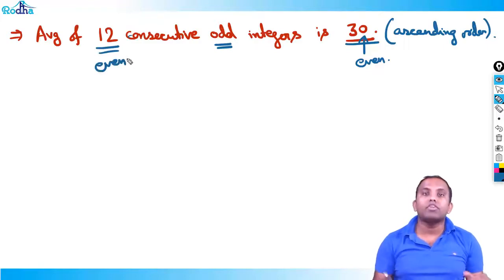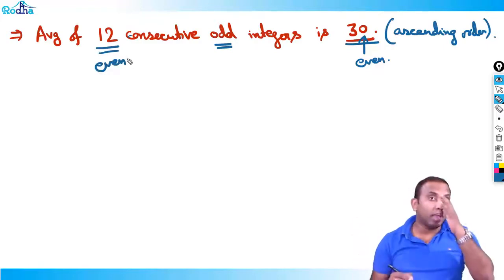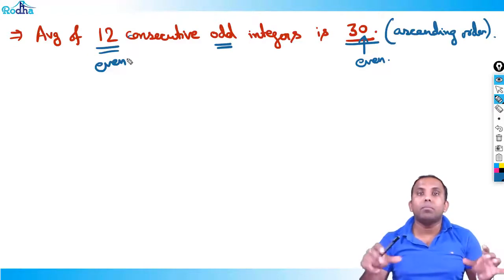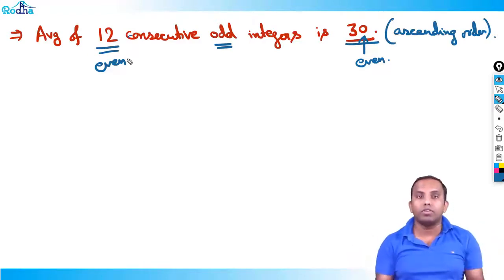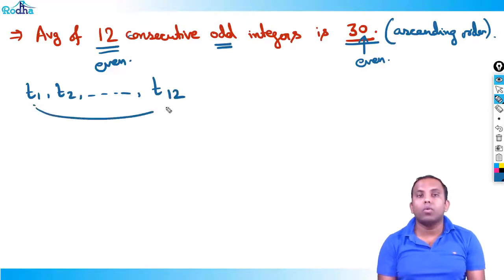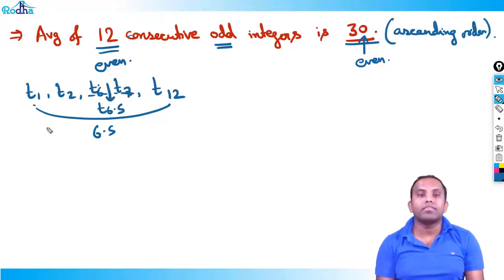When you calculate the average of an even number of terms in AP, the average, that is the middle term, will not be part of the series. In an even number of terms, the middle term is not part of the series. It's T1 to T12. What is the middle term? 1 plus 12 by 2, which is 6.5. So T6.5 is the middle term, which is nothing but the average of T6 and T7.